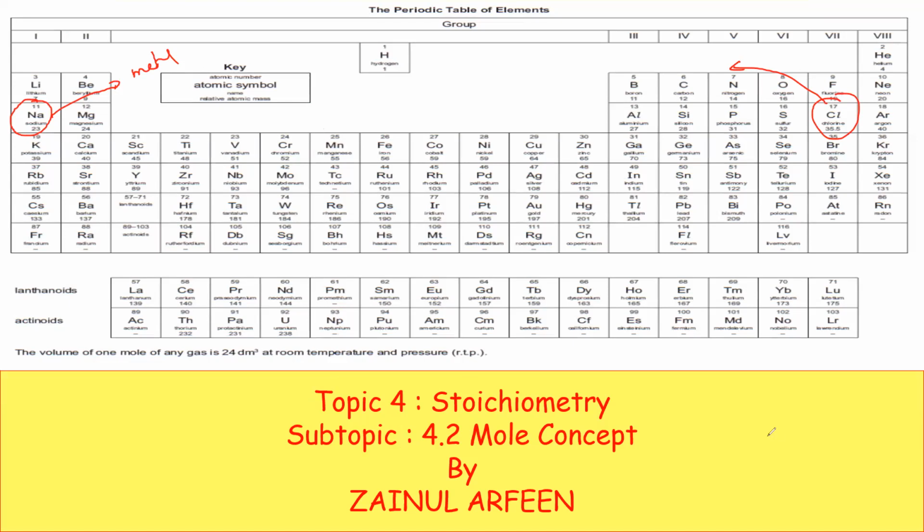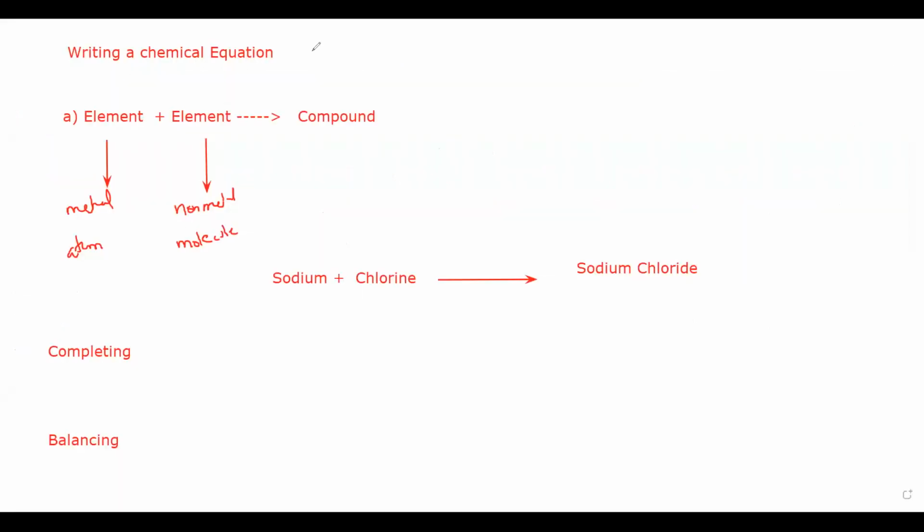So when sodium is reacting with chlorine, it forms sodium chloride. Sodium is a metal, so it will be Na atom. Chlorine is a non-metal. The symbol for chlorine is Cl, but because it's a non-metal, a non-metal element always exists as a molecule except for group 8. Group 8 does not exist as a molecule; other than group 8, all exist as molecules. So sodium plus chlorine results in the formation of the compound sodium chloride.